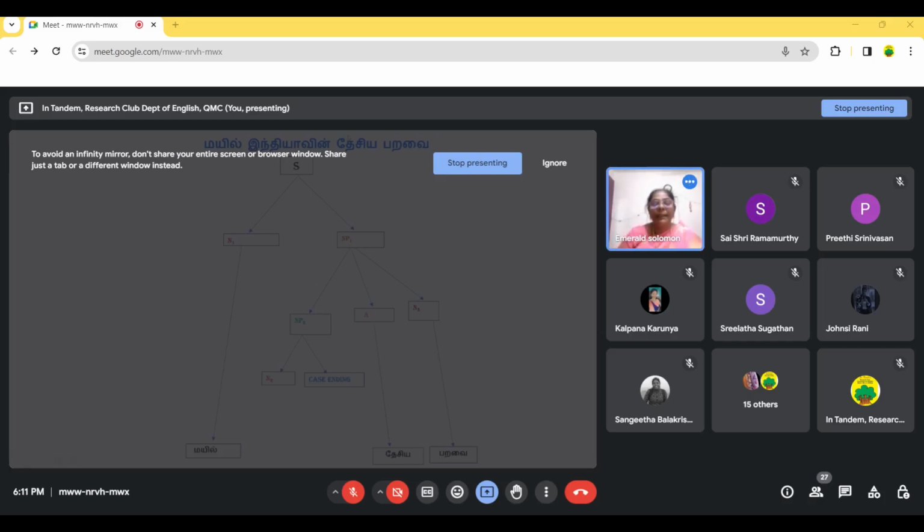Can you move the slide a little down? Mayil Indiavin Deshiya Paravai will come. Indiavin. So if you see here, you get the last starting from S. Using this structure, I'm able to generate the sentence Mayil Indiavin Deshiya Paravai. Next slide, please.